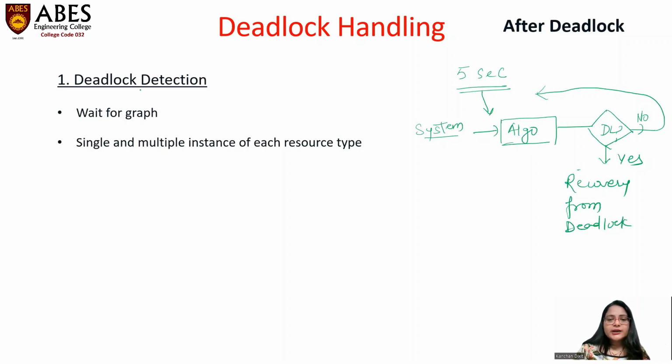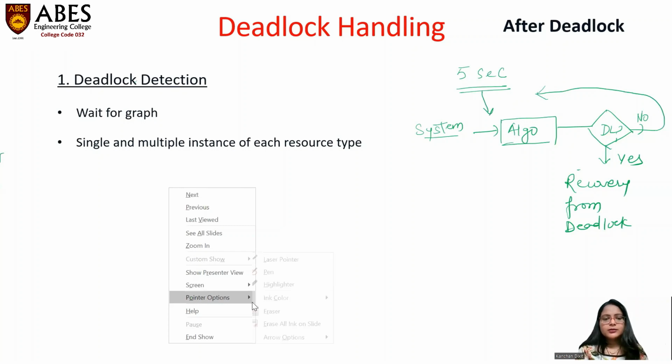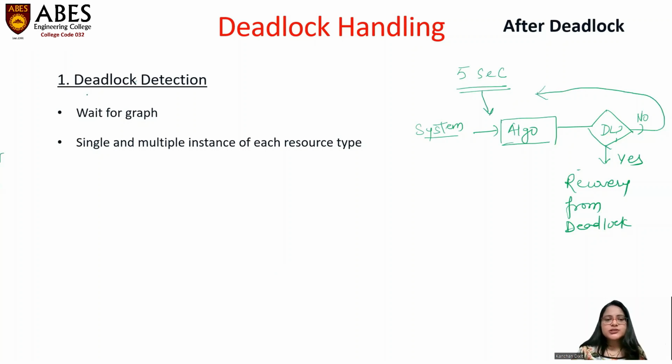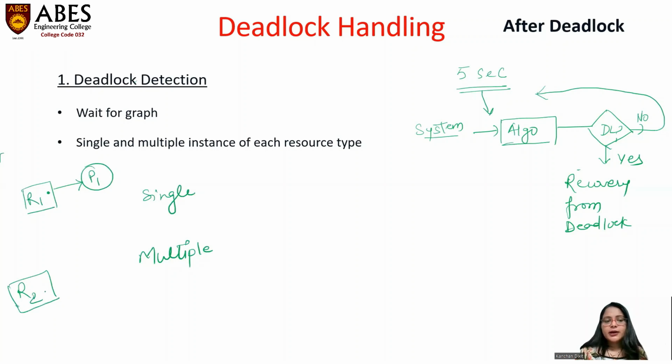So there are two types of resources. The first one is the single instance of each resource type, and the other one is the multiple instance of each resource type. So there are two instances, single and multiple. So what are these? These are like, if there is any resource R1, it is having single instance, so it can be allocated to one process at a time.